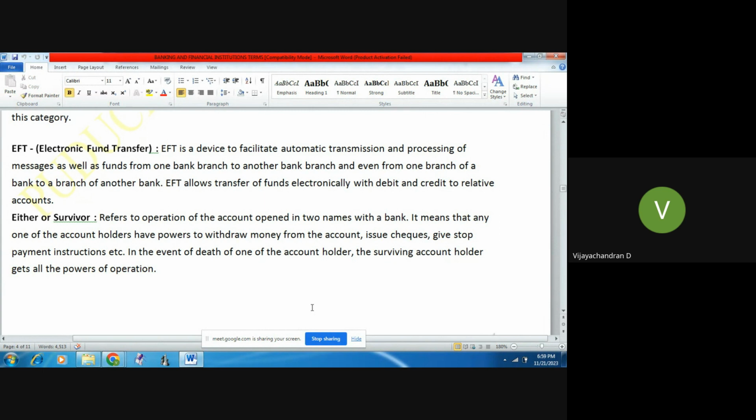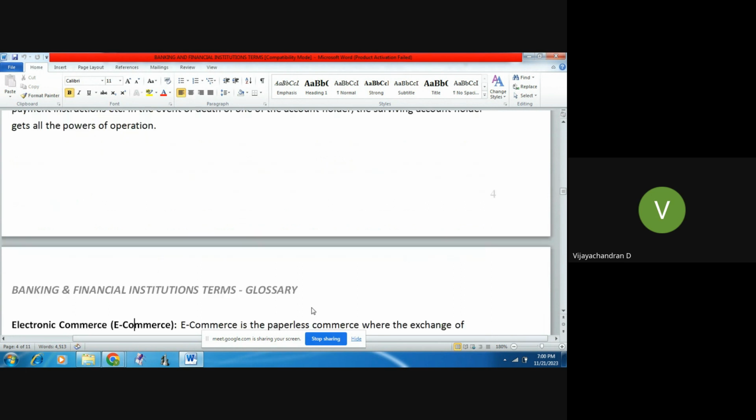Either or survivor. It's a type of savings account where the transaction is done by a joint account. Either or survivor means in the case of a joint account, both parties sign the check or the withdrawal. Whereas in the case of either or survivor, there is no need for both holders. It will be signed by anyone. Just like a joint account, but in the joint account, the signature of both persons is necessary. Whereas in the case of either or survivor, anyone's signature will be enough, in the case of withdrawal, check or any transaction. Anyone can sign the check. It is just the reverse of a joint account.